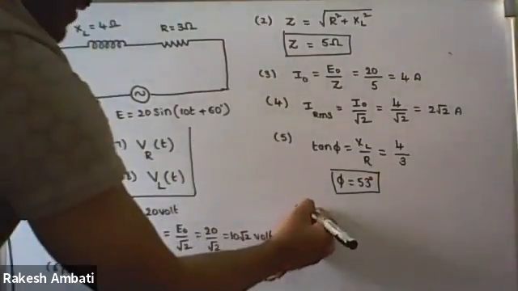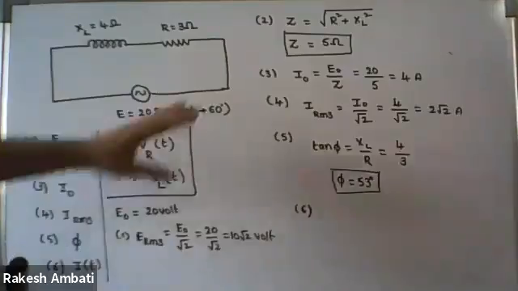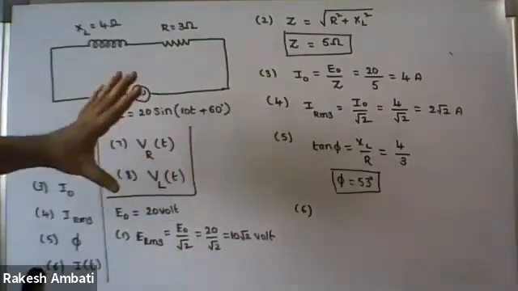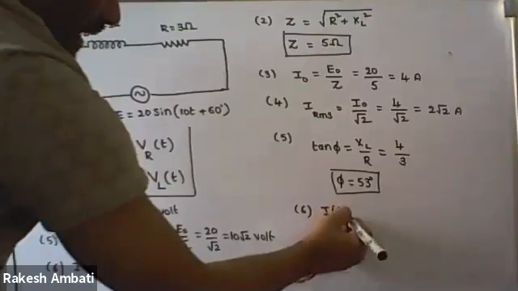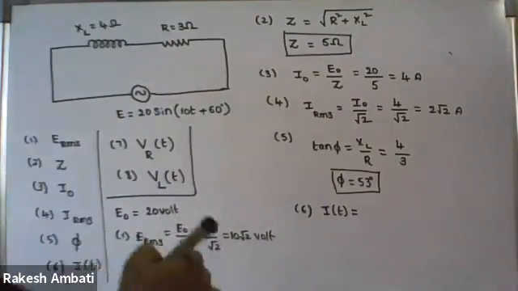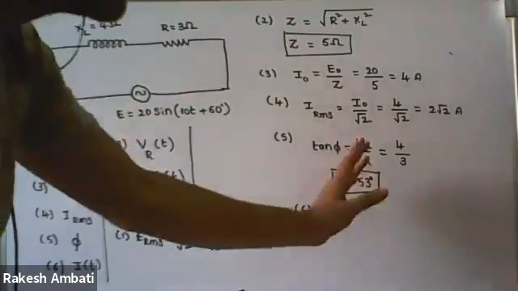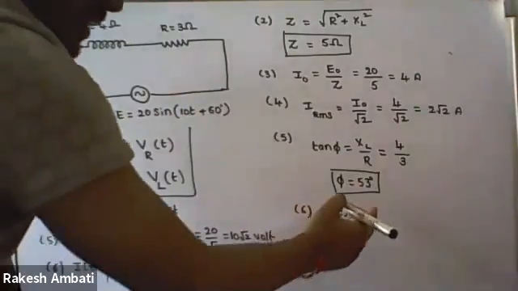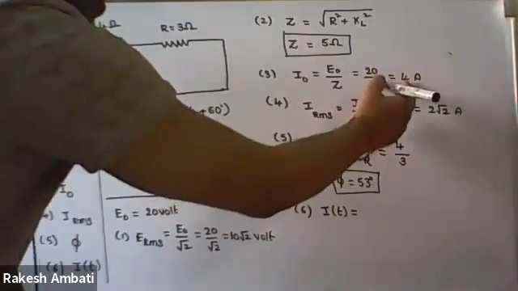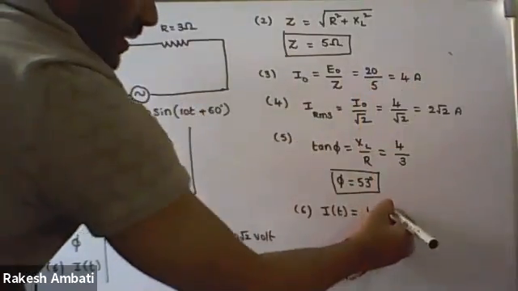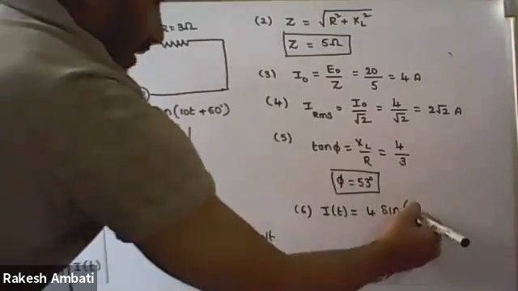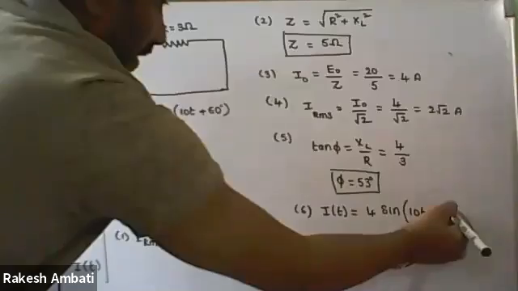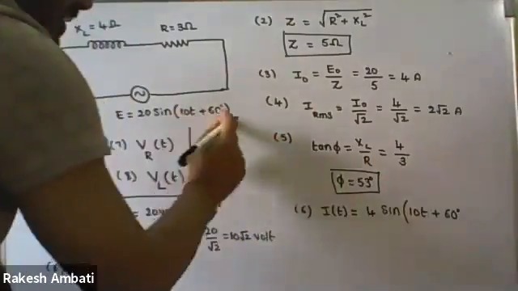So coming to sixth question. Okay, are you getting the procedure now? Yes, sir. Now we are finding current as a function of time. I equal to I naught sine function of something. What is the I naught value? Already we have 4 sine function of, first of all, in the given EMF equation, that is 10t plus 60 degrees, it is the EMF.